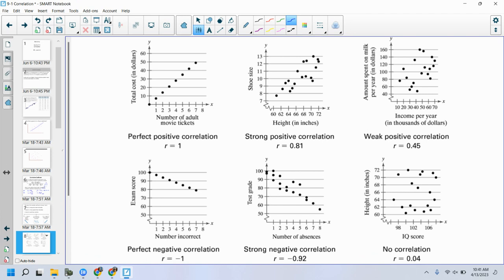So a weak positive correlation would be an R value of 0.45. We can see some sort of general trend in the upward direction, but there are a lot of different variations on where I could put my line.